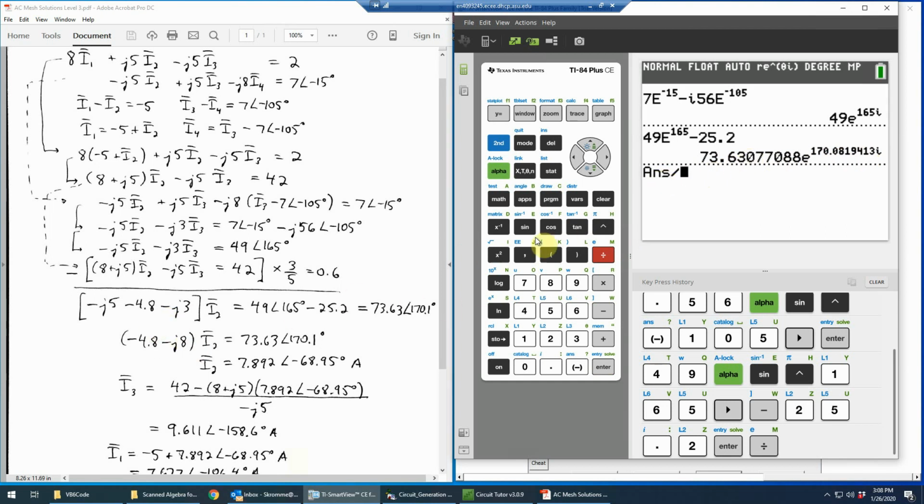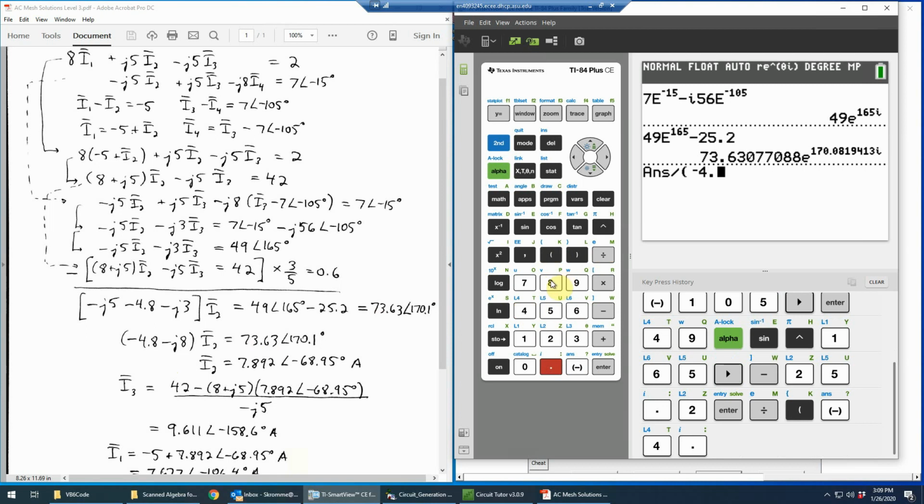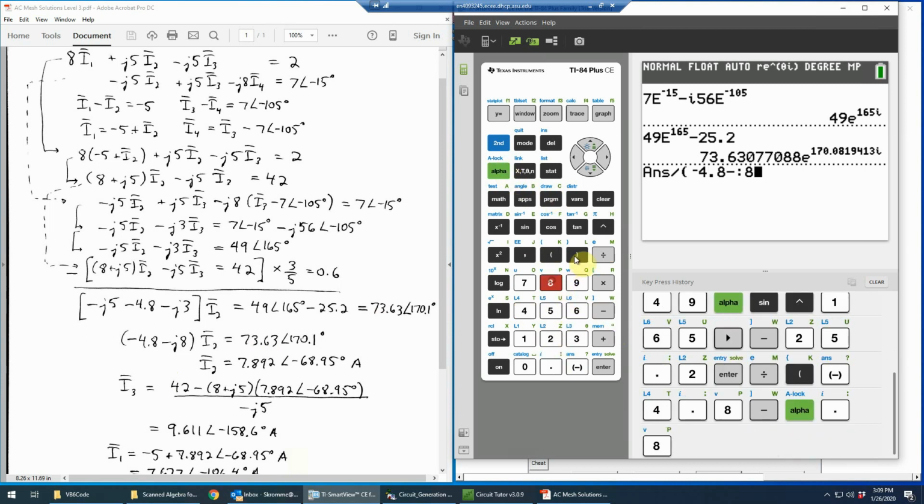And we'll divide that by, and we need parentheses, of course, here to get the right answer. So we'd have negative 4.8 minus J8, so we'd minus alpha I8, close parenthesis. Oops, I made a typing error there, looks like. So that should have been I. There we go. And that minus 4.8 minus I8. And we enter that. And so we have 7.892 angle negative 68.95, which I've copied down here. Okay, so that gives us I2.